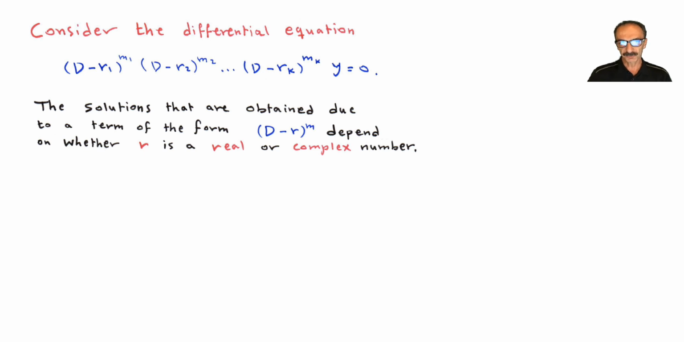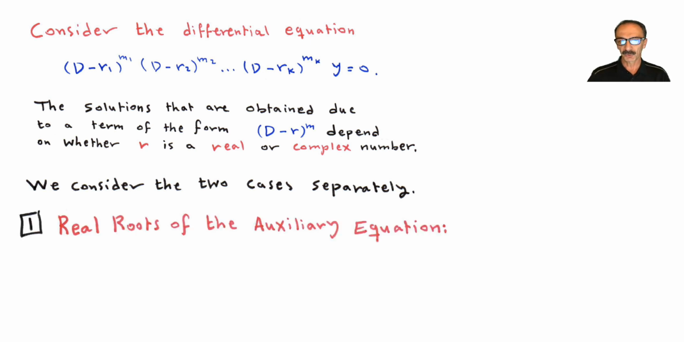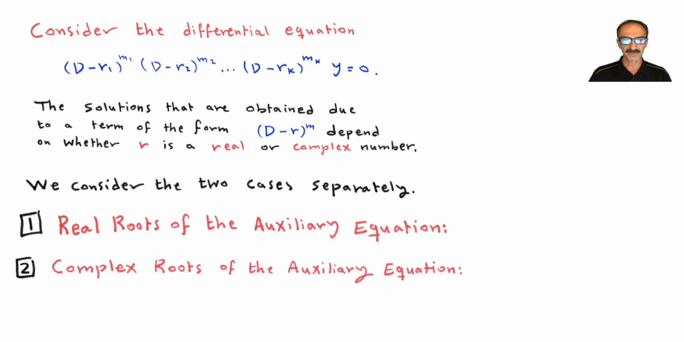The solutions obtained from a term of the form (D − r)^m depend on whether r is real or complex. How do you write the solutions? It depends, and we are going to see both. In general, they look like e^(rx), but r could be complex. We consider the two cases separately. Let's take the real one, real roots of the auxiliary equation, and after that the complex roots of the auxiliary equation. We'll take it one by one.